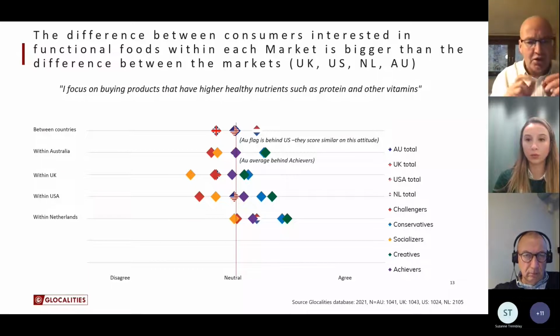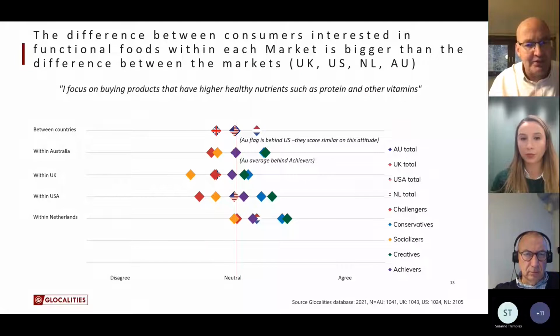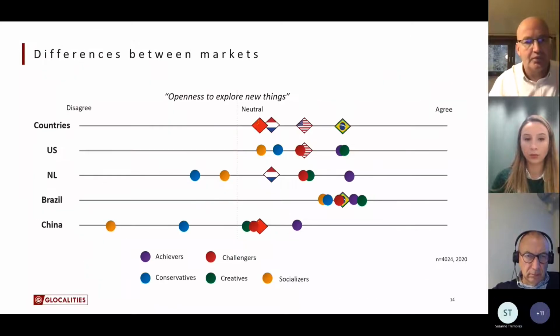So in each market, you see, one, that the difference is bigger, and two, that the patterns are more or less simpler. There are some small changes per market, but the patterns are similar. And we can go over this several times. And in the next slide, it will become even stronger.